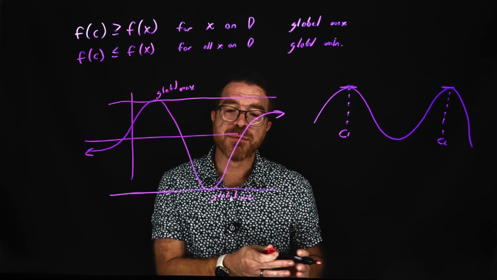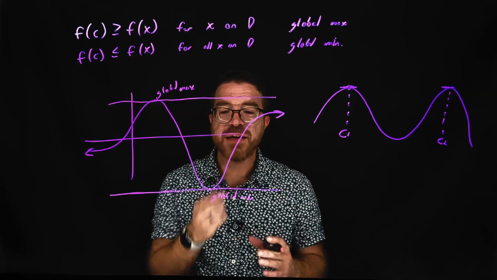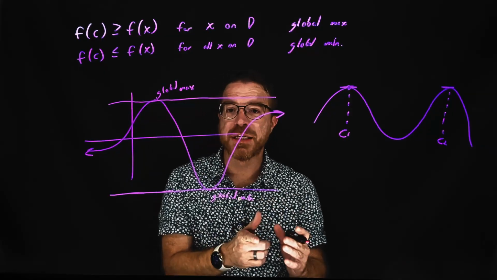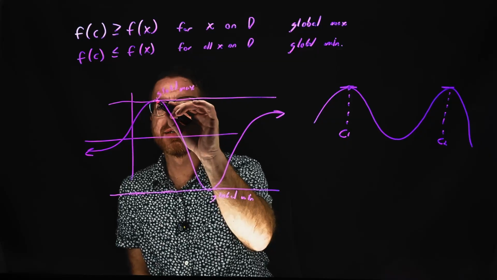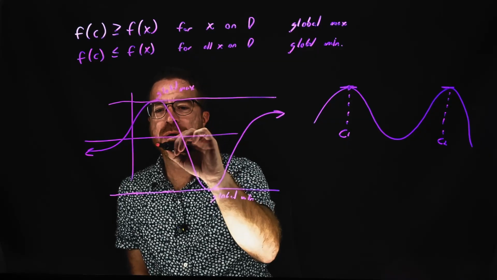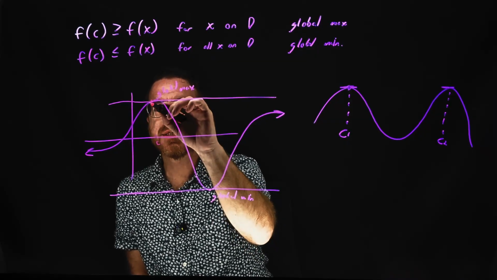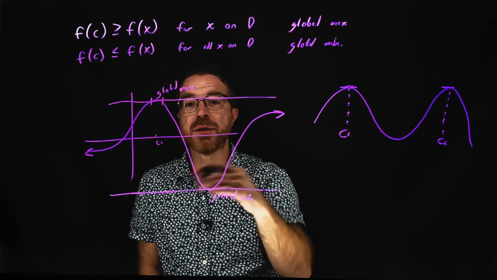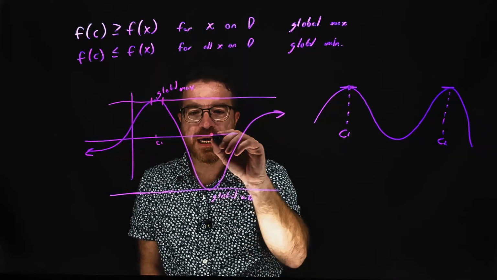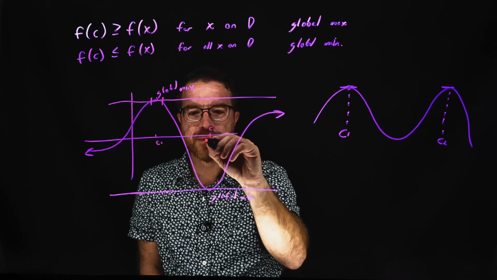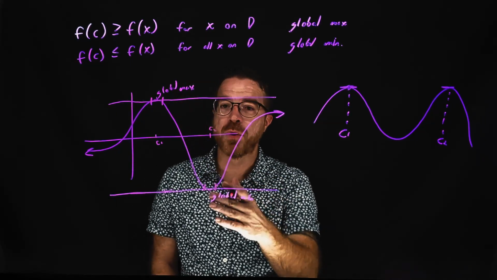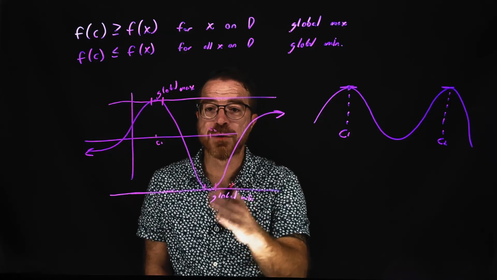f(c) is a local maximum on our function f if f(c) is greater than or equal to all f(x) near c. So for example, if our c is this value, let's call this one c1, then near this c1, if there's no other value near it that is higher than it, then this would be a local maximum. If we had some c2 right here, then around this value, this would be a local minimum. There's nothing around this which is lower than this.